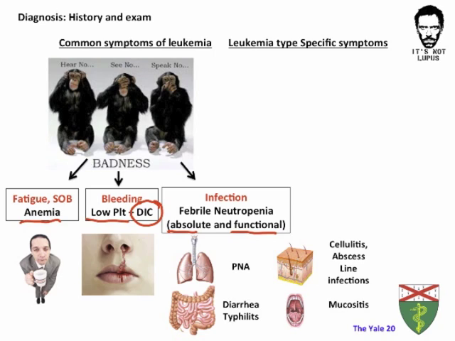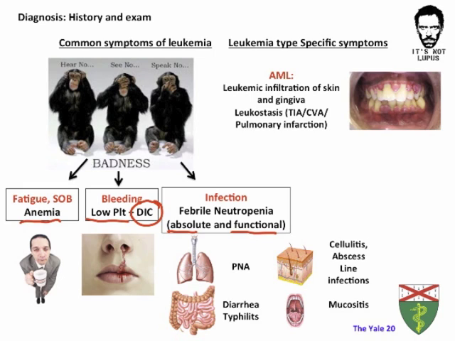There are some leukemia type-specific symptoms to point out. For AML, mainly leukemic infiltration of skin and gingiva. You see it right here, looking in the mouth of a leukemic patient. Here's leukemic infiltration of the gingiva. So it's always worthwhile to look in the mouth of a leukemic patient, both because of the mucositis as well as possible leukemic infiltration. Also, AML patients sometimes can develop quite significant leukostasis with a high white blood cell count. They can develop TIA or a stroke or pulmonary infarctions if those white blood cells get stuck in the capillaries.